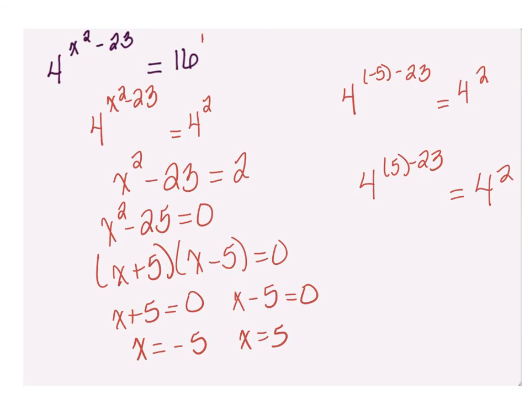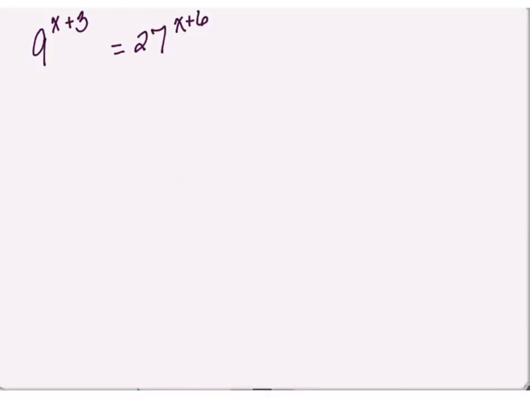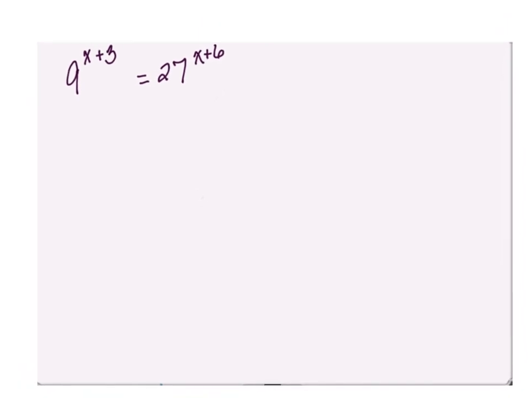Now, I want you to look at this next problem right here and think about how you might do that. How might we do that? So what we have is 9 to the x plus 3 and 27 to the x plus 6. For this problem right here, we actually have to rewrite both of them.